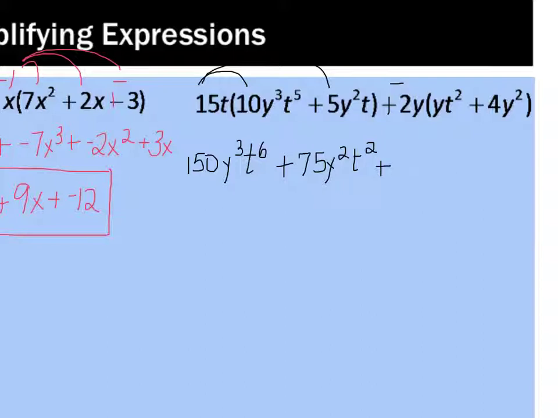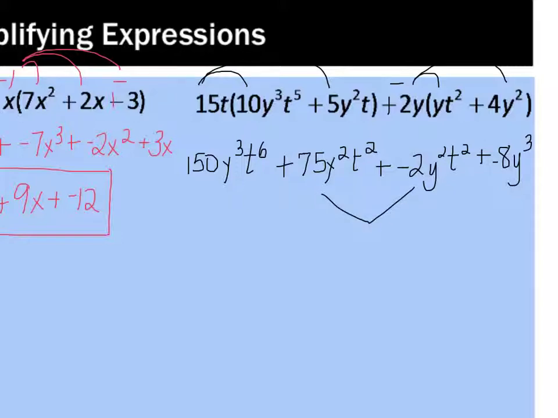Plus, then if we distribute over here, negative 2y times y t to the second would be negative 2 y to the second t to the second, plus negative 2y times 4y squared would give us negative 8 y to the third. Now when you get here, you would look to see if any of these terms are alike. Now in order for them to be alike, they not only have to have the same variables, but they have to have the same exponents.